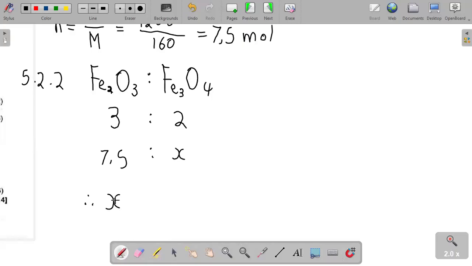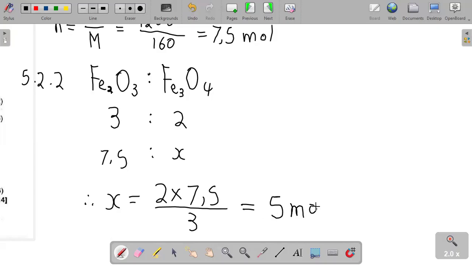We use cross multiplication here. So it's going to be 2 multiplied by 7.5. Then we divide by 3. So this should give us 5 moles. So this is for the product.